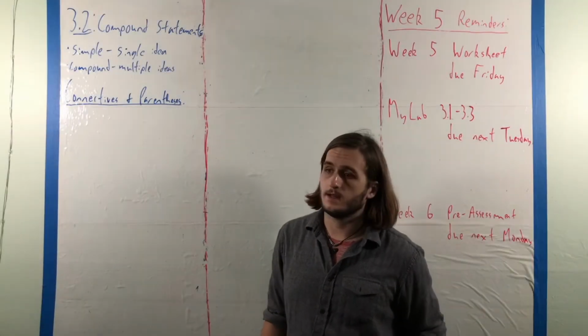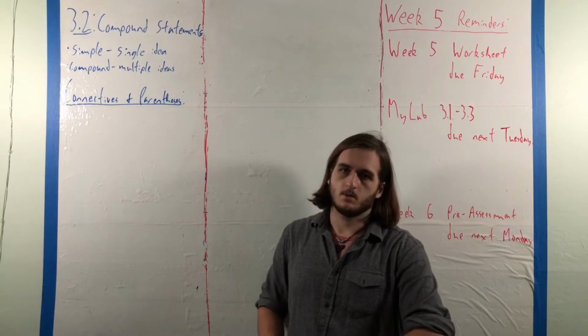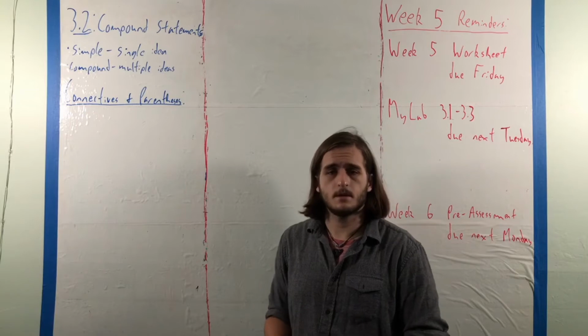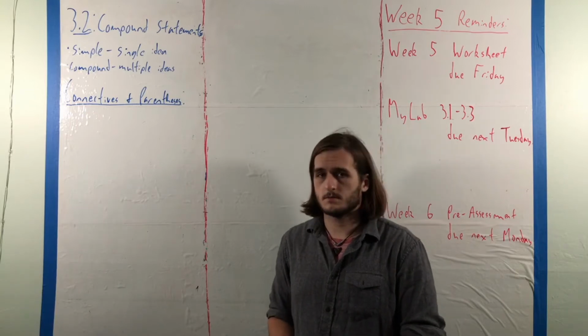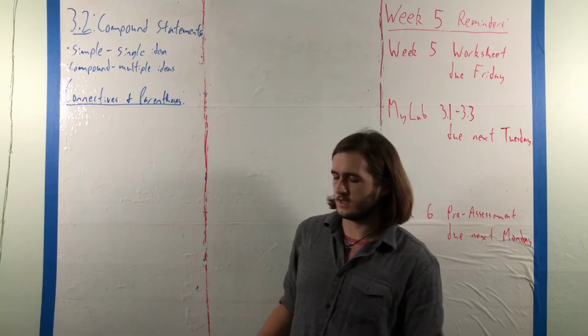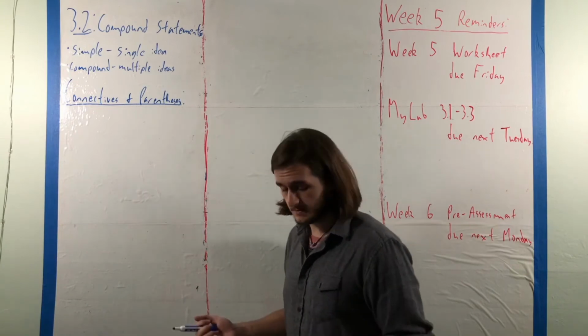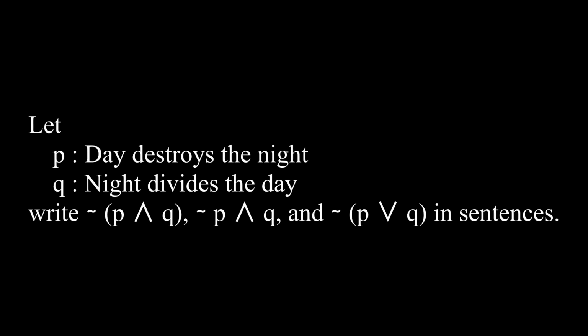Now we'll be looking at how we can use parentheses in much the same way that we did with algebra to split up these symbols, this logical statement notation that we're looking at here. So the best way to think about it is with examples. Let's start by looking at the statements P is day destroys the night, and Q is night divides the day, where our goal is to write out the symbolically represented statements as given.